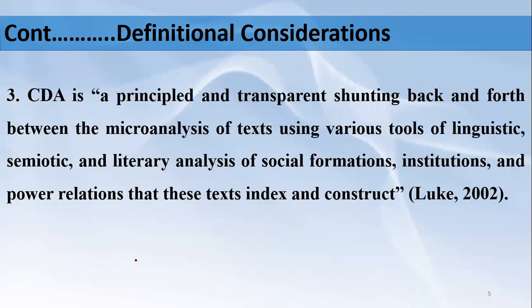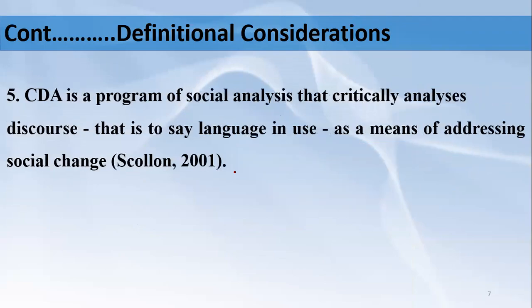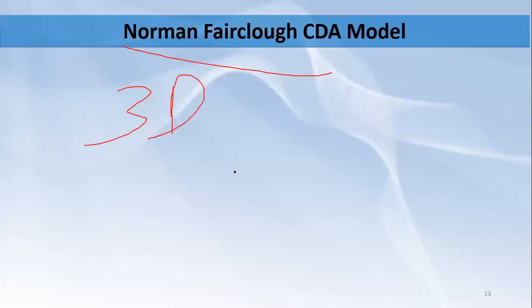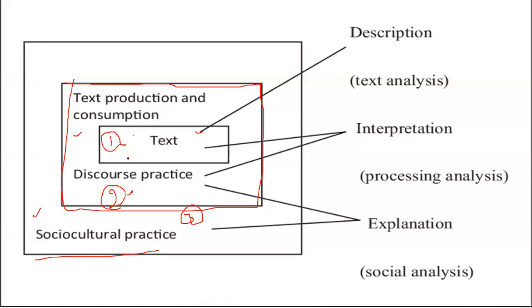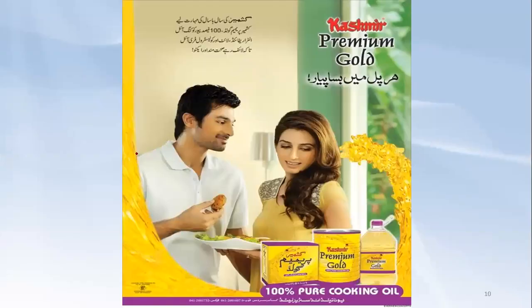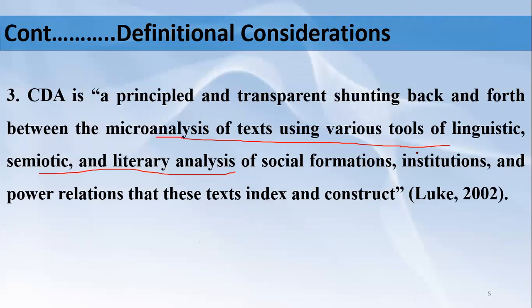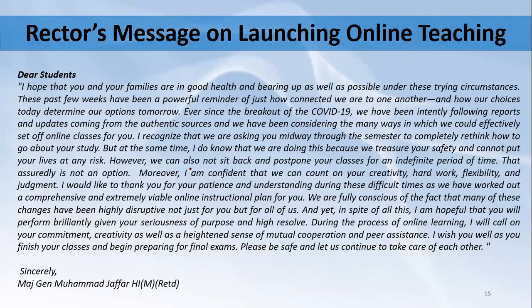Let me show you another thing. The macro analysis of texts using various tools of linguistics, semiotics, and literary analysis. Clear? If you remember when we were discussing this definition. So the very first dimension, the very first layer of the model, deals with the macro analysis of the text. This means the analysis of the various linguistic tools, the various semiotic tools, and the literary features.